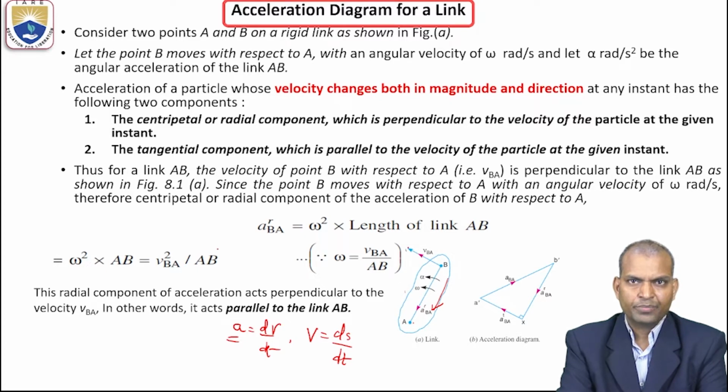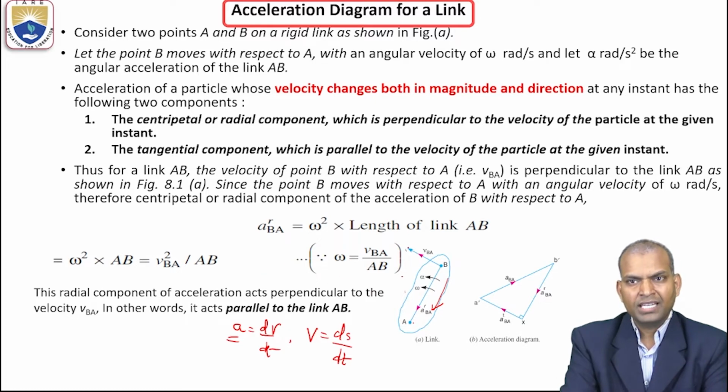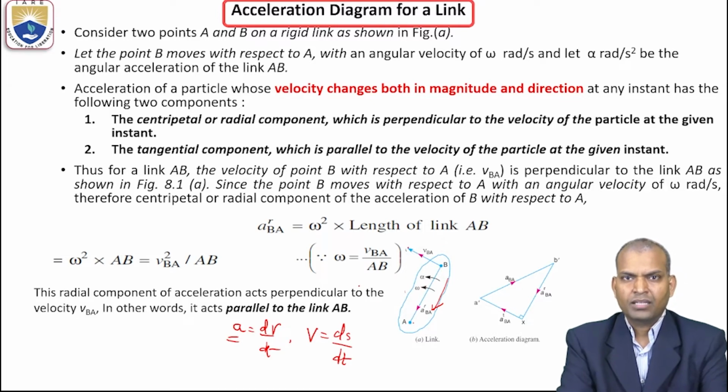This radial or centripetal component is perpendicular to the velocity. That means it is in line with the link. Next, the second component is the tangential component. This tangential component is parallel to the velocity of the particle at the given instant.